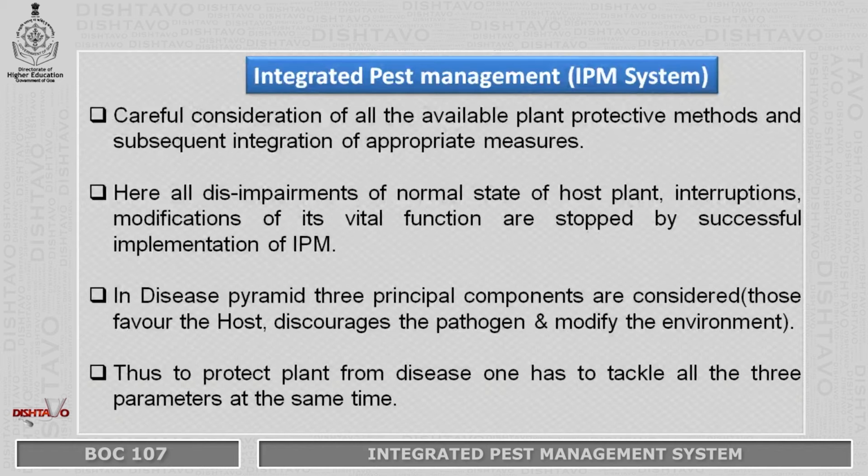Now, if you consider the disease pyramid, there are three components: host, pathogen and environment. Under this system, there are conditions which will favor the host, discourage the pathogen and modify the environment. Thus, to protect the plant from disease, one has to tackle all these three parameters at the same time.